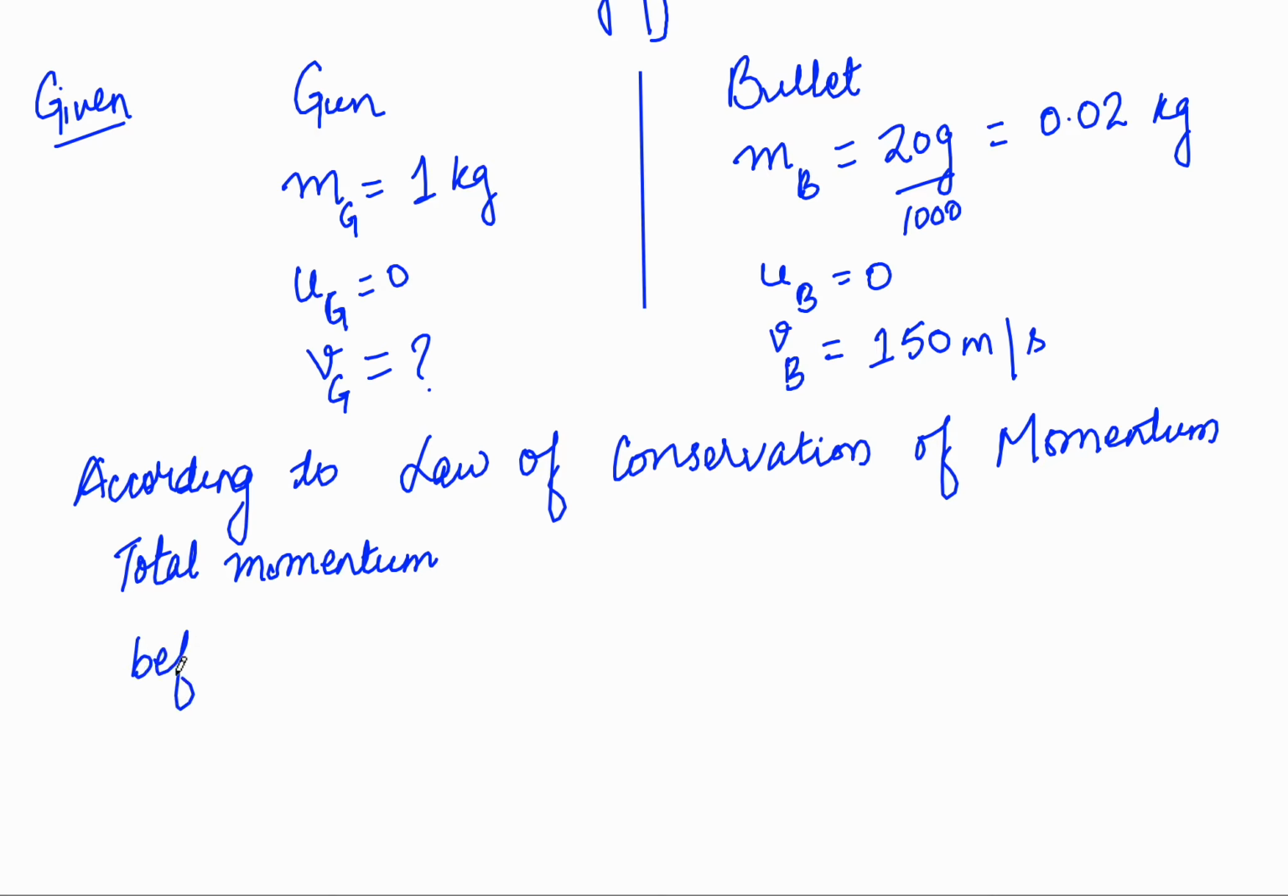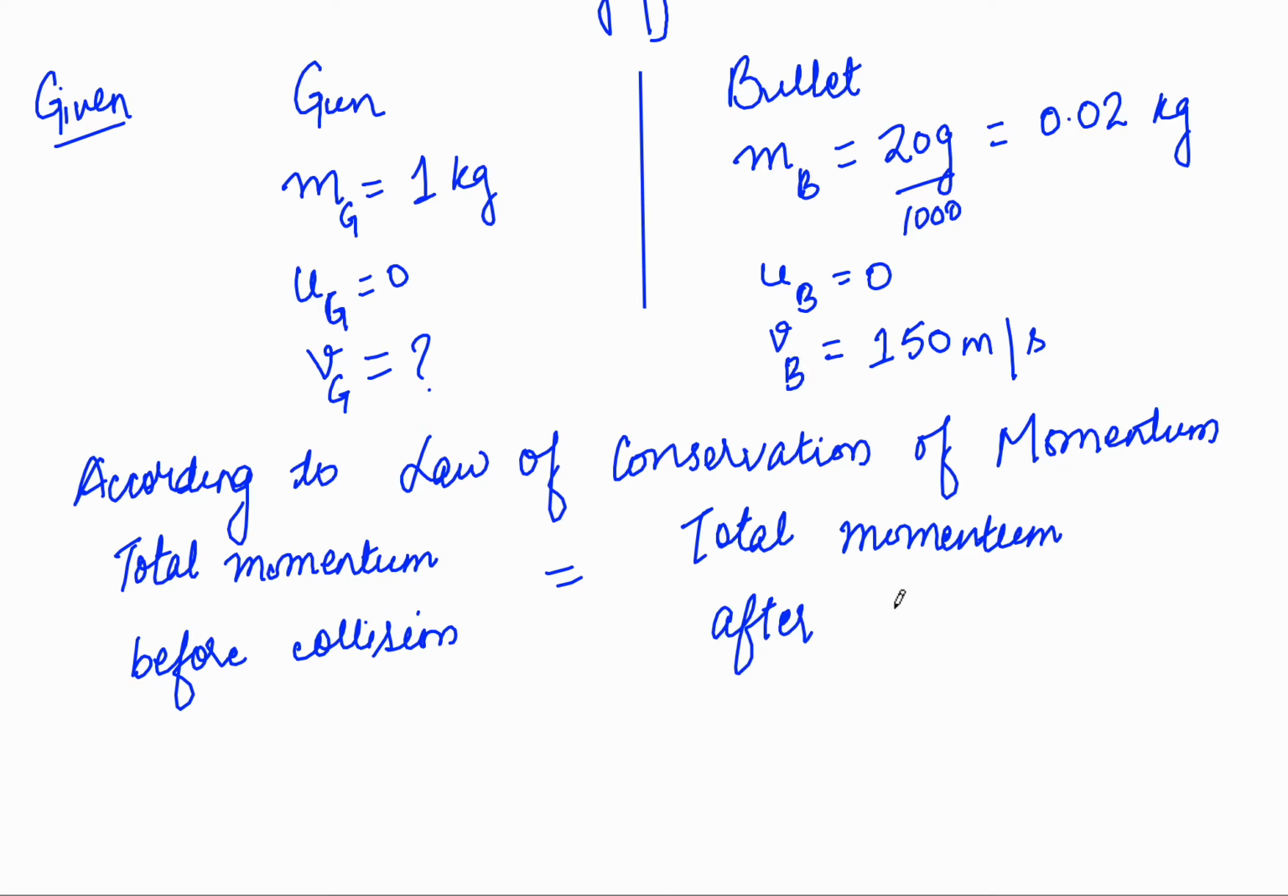before collision is equal to the total momentum after collision. Now what is collision? In this case, I will say that collision is the firing of the bullet from the pistol. Now if you know what total momentum before collision and after collision is, you will be able to find the unknown term. So after this, I'm going to write down the formula.